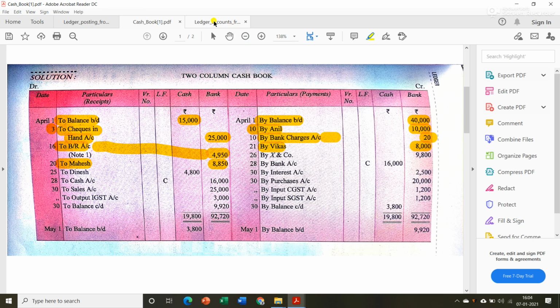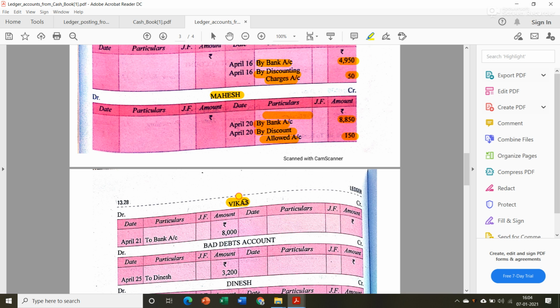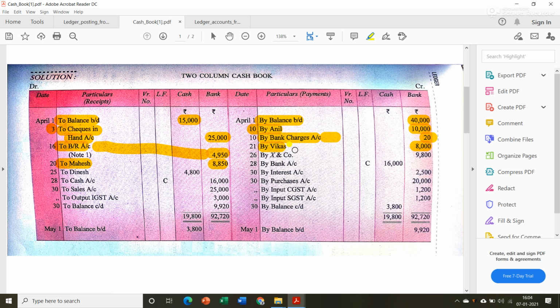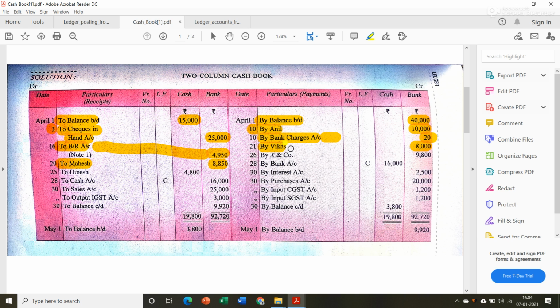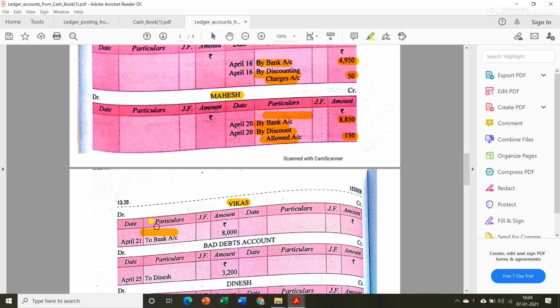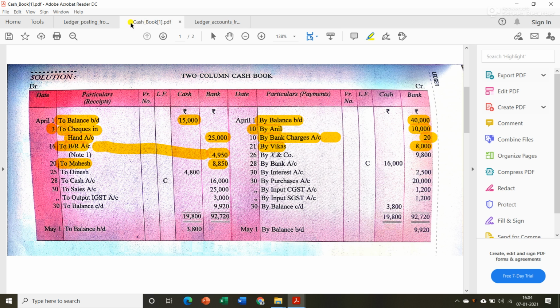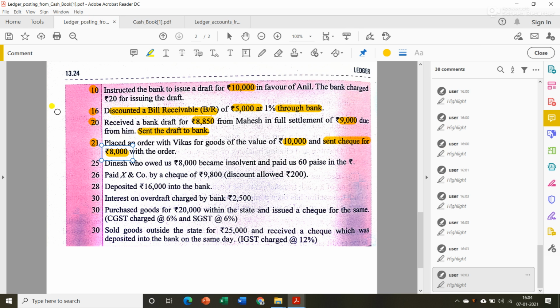do we have any Vikas account in the ledger? No, we will prepare one. Then next, on which side is this transaction appearing in the cash book? It is appearing on the credit side. So that means in Vikas account we will write on the debit side. Then in which column did we write that 8,000? In the bank column. So we will write in here to bank account 8,000. Finish. Okay, now let us see the next transaction.